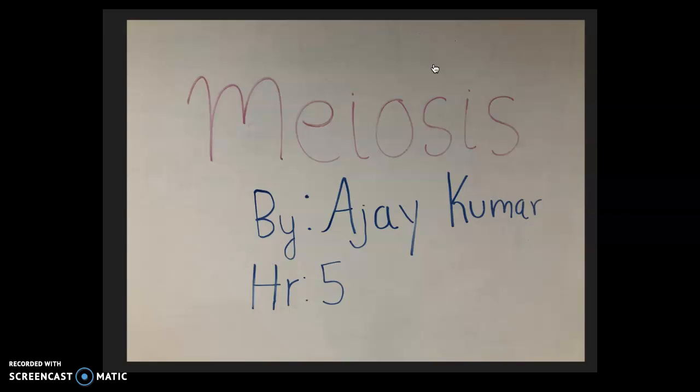Meiosis 1's primary purpose is to separate homologous chromosomes, while meiosis 2's primary purpose is to separate sister chromatids. For the sake of simplicity here, I'll be using a cell with a diploid number of 4.